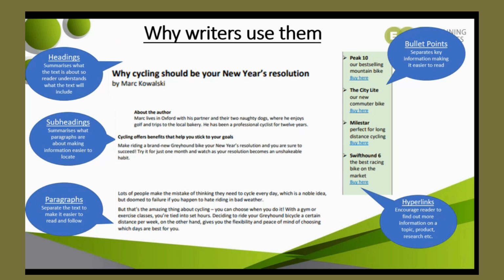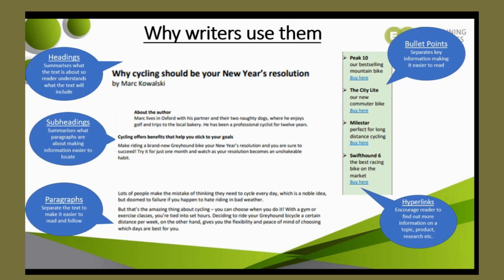So, for example, if we were looking at a text about fitness, cycling, and why it should be a New Year's resolution, that would be a great text to read. However, if we were looking at a text about how we should buy things to benefit our pets, this wouldn't be a text to read. So what a title or heading does is allow the reader to understand what the text is going to be about and summarises the main aims of the text right at the top.